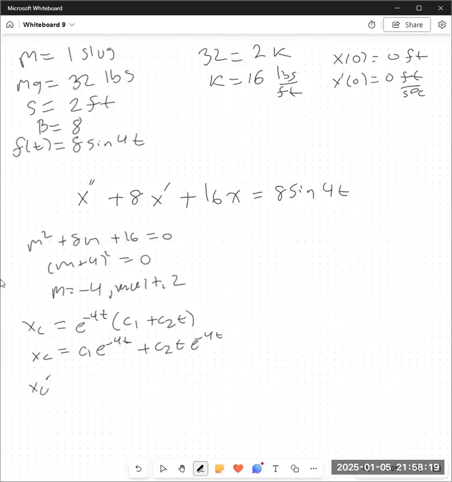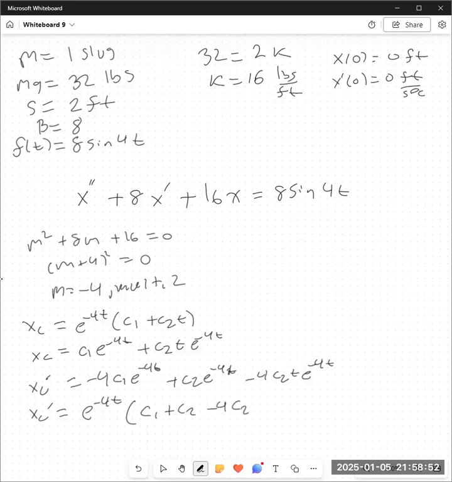Xc prime, when I need that, is going to be -4 c1 e to the -4t plus c2 e to the -4t minus 4 c2t e to the -4t. So that is going to be xc prime is equal to e to the -4t times c1 plus c2 minus 4c2t, sorry, minus 4c1 plus c2 minus 4c2t. All right.